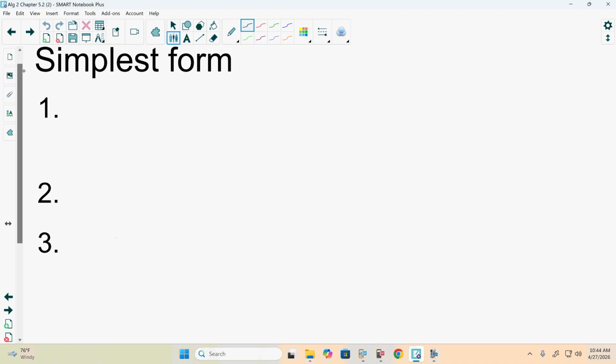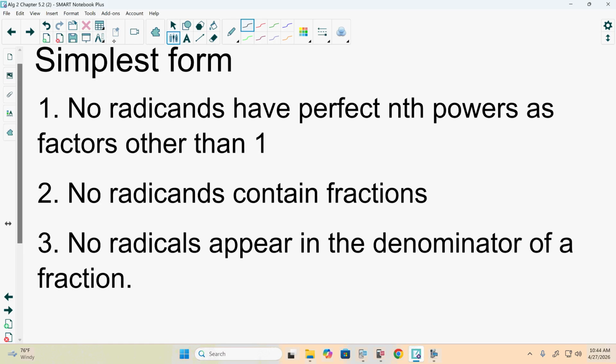Now, you will have to add this to your note sheet because simplest form. There's three main things we need to focus on. Simplest form with radicals. All right, guys, let's focus in. Simplest form with radicals. You'll need to write these down.